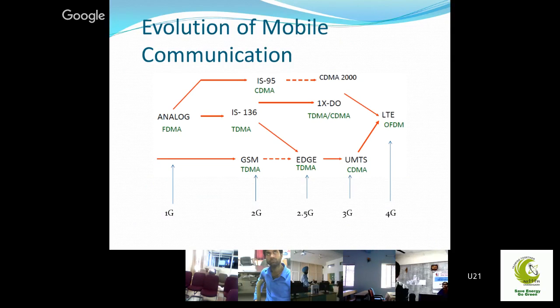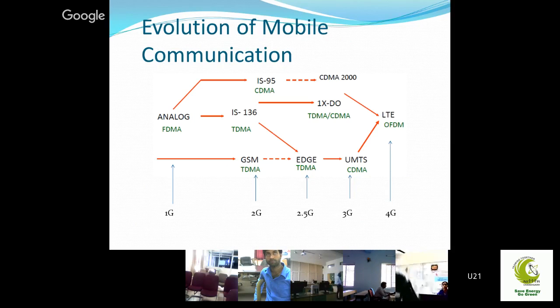This is a simple diagram of mobile communication evolution. Mobile communication started with analog FDMA. Then there were multiple paths. One path was IS-95, which was based on CDMA technology. And if we talk about India, you must have seen Reliance Communication, earlier work was based on CDMA 2000. Then another group is IS-136, which later evolved to 1xEV-DO. And another one is GSM, which is Global System for Mobile Communication.